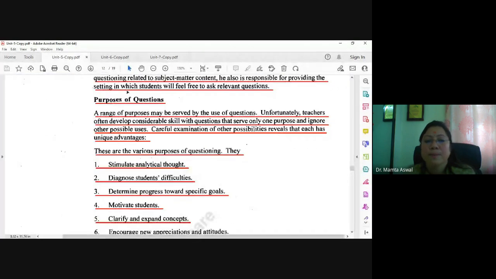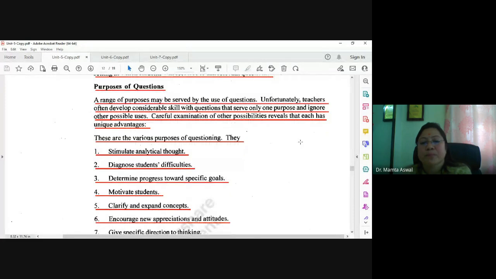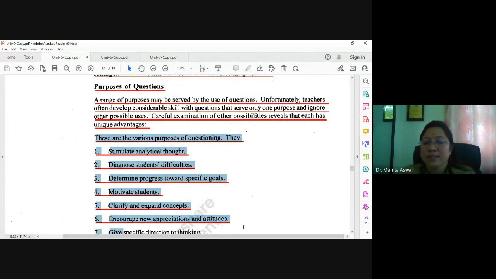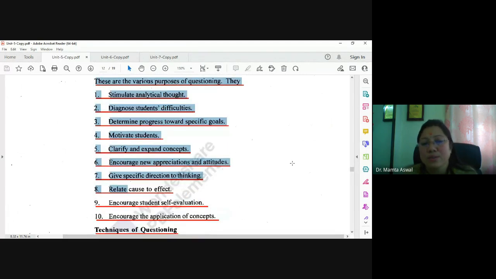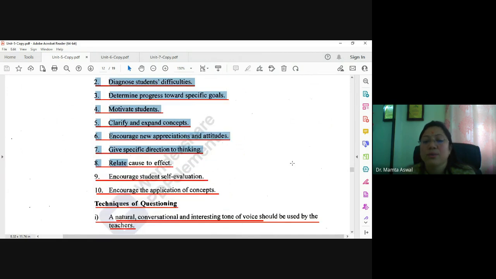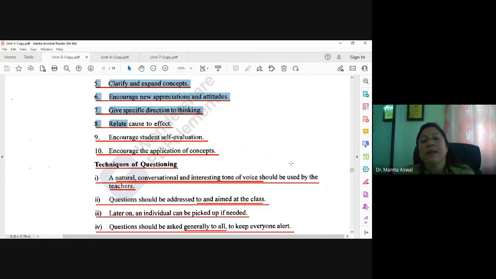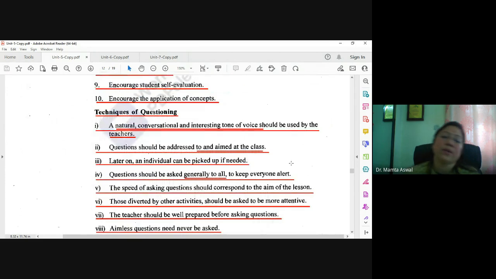Now, what is the purpose of questions? Now you can see here, diagnose the difficulties. As I was discussing with you, why does the teacher ask questions? To know the problems of the student, to motivate the student, to give specific direction, to evaluate the student, to encourage the students, right? And when you are asking the question, your voice should be in a normal tone.